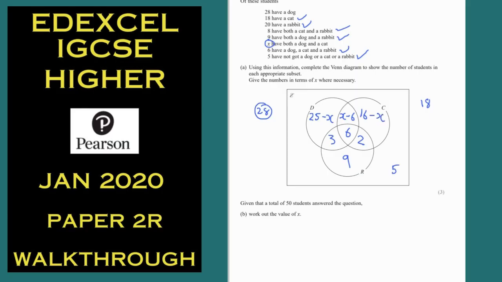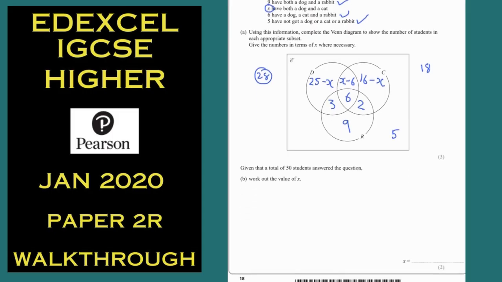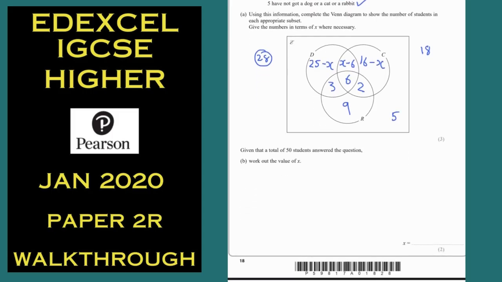And for part B, given that the total is 50, your job is to add everything up. So let's do the x's first. We've got a negative, negative, positive. That's a negative 1x in total. If you add up all the numbers, you get plus 60. And we're told it should equal 50. Looks weird, but it's not that bad. Adding x to both sides, taking away 50 from both sides. It all works out pretty nice in the end.